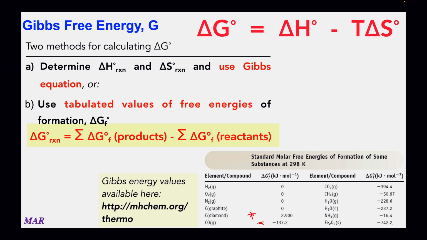So either of these methods are great. The delta H minus T delta S is probably better. It usually gives more reasonable answers than delta G products minus delta G reactants, but we'll do both of them in this class, and so you should know how to do both of them as well.